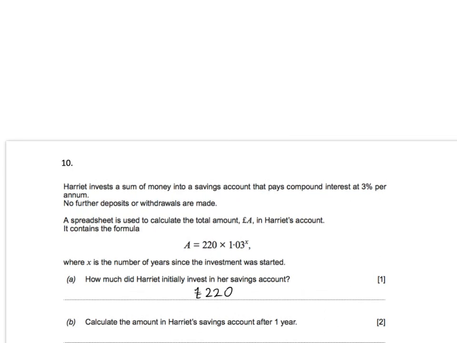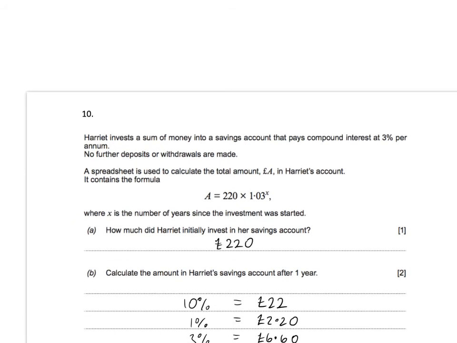It then says calculate the amount of money she'd have after 1 year. Now, ordinarily, we just go and put into the power of 1 there, but we can't. Now, this 0.03 means we're at 3% per annum. So all we need to do is go and find out what 3% is.